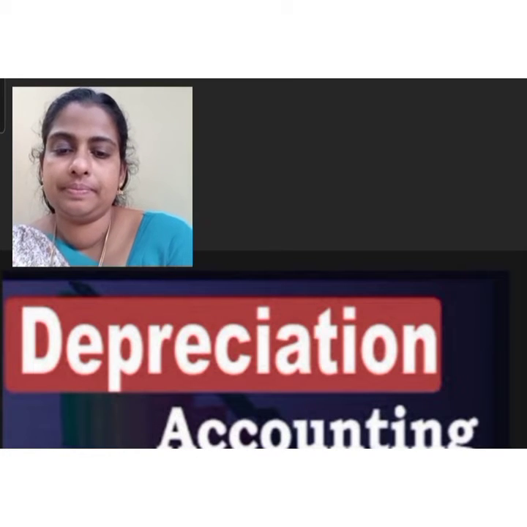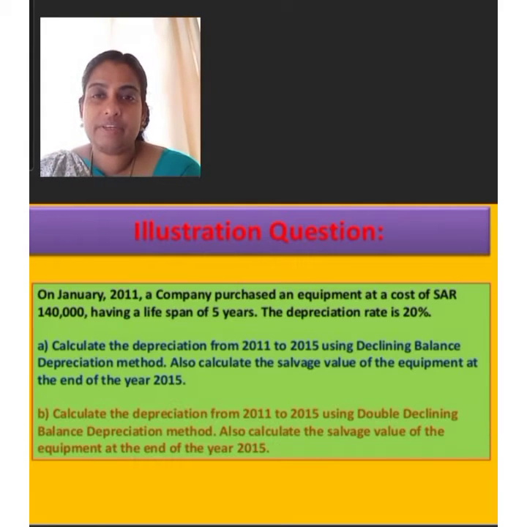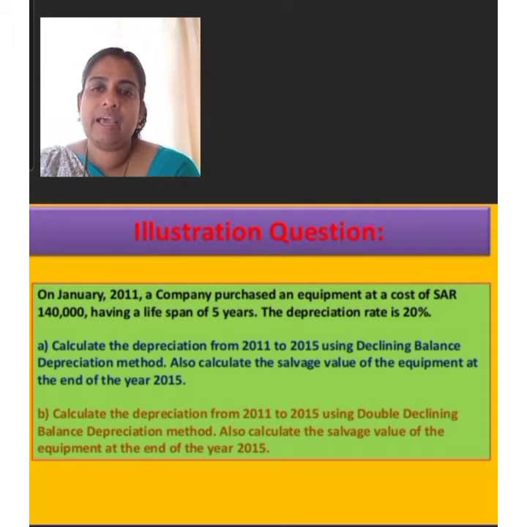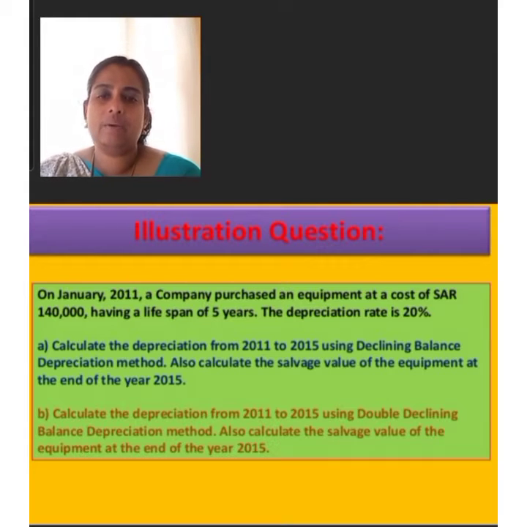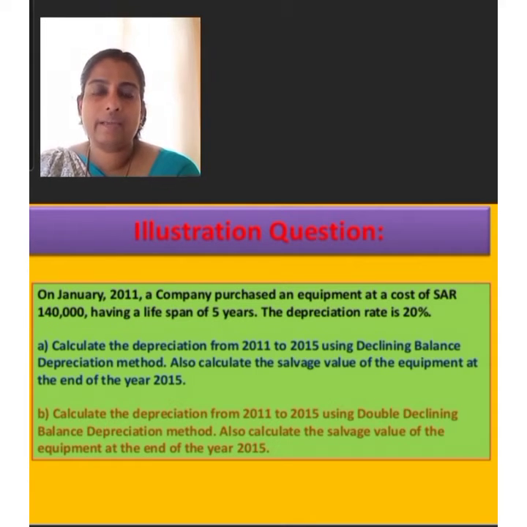My dear children, in this module we are going to solve one problem under written down value method. On 1st January 2011, a company purchased an equipment at a cost of rupees 1,40,000 having a lifespan of 5 years. The depreciation rate is 20%. Calculate the depreciation from 2011 to 2015 using declining balance depreciation method. Also calculate the salvage value of the equipment at the end of the year 2015.